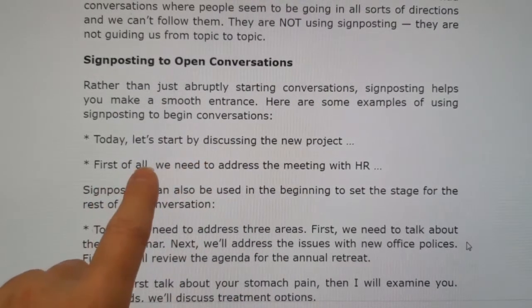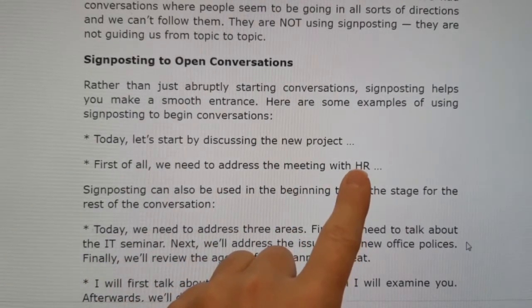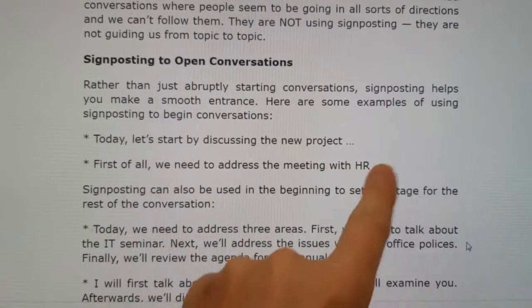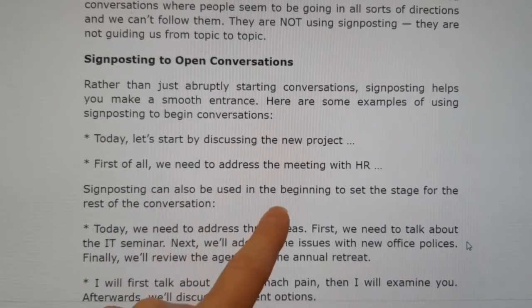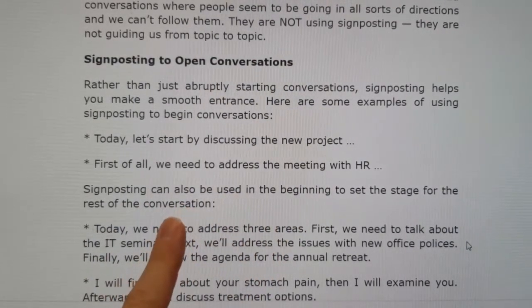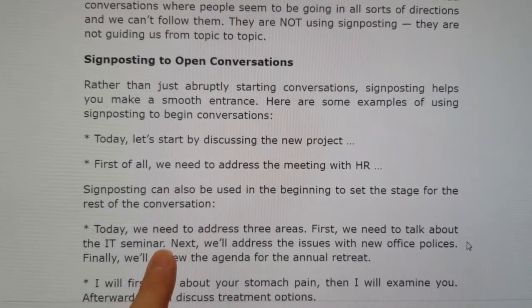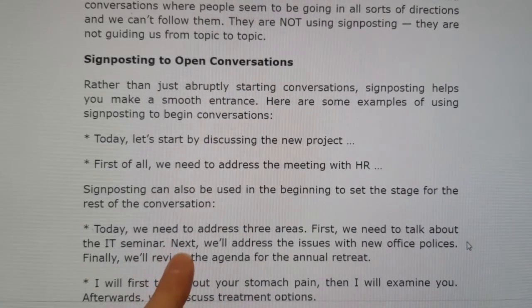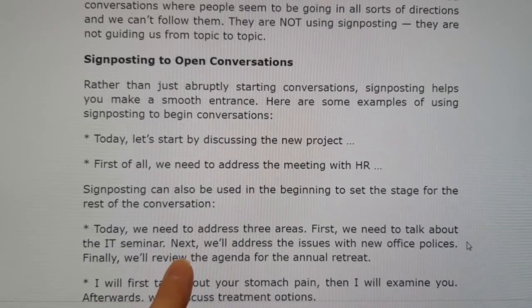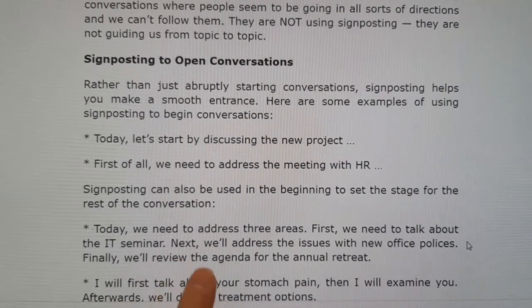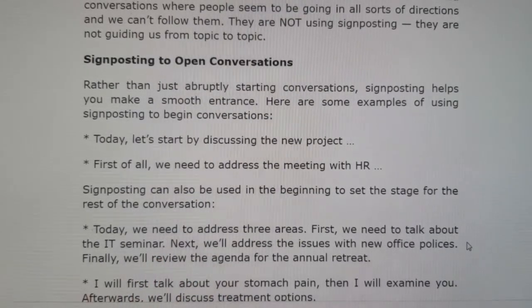So first of all, we need to address the meeting with HR, that's human resources, ľudské zdroje. Signposting can also be used in the beginning to set the stage for the rest of the conversation. So today we need to address three areas. First, we need to talk about the IT seminar. Next, we'll address the issues with new office policies. Finally, we'll review the agenda for the annual retreat.